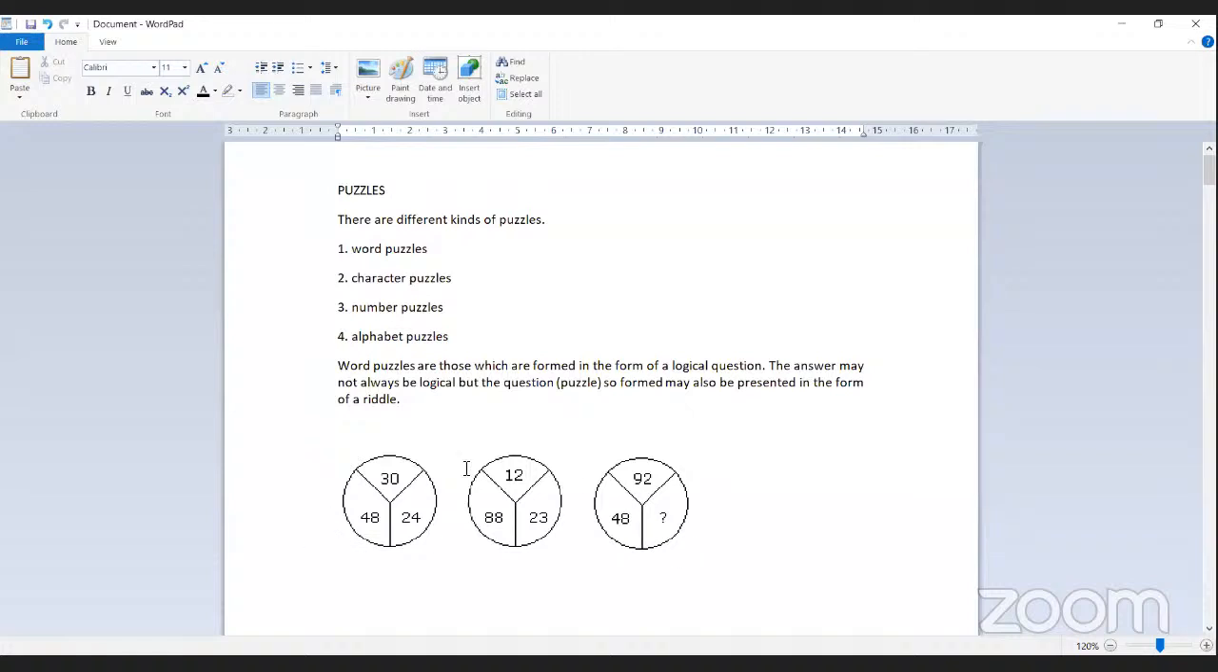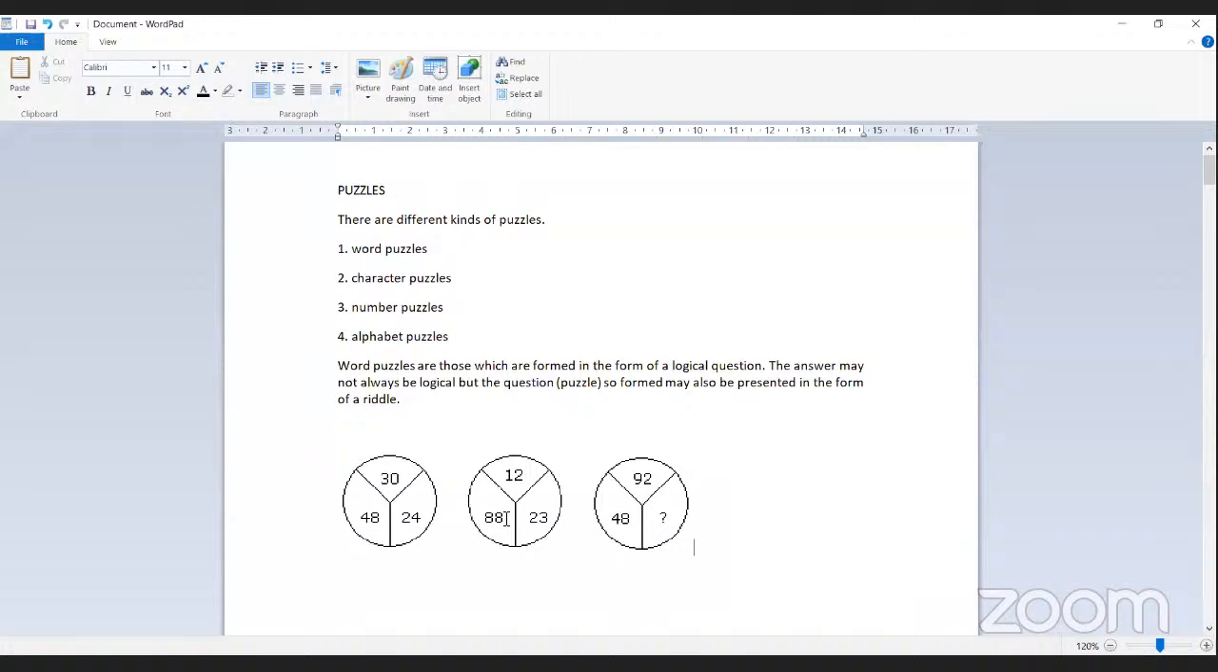So this is a form of puzzle. There are three circles. There are three numbers in each. One is the question mark, which you have to find, obviously. You have to find the connection between these three, and the connection so formed should have the same pattern. For example, suppose 30 plus 24 by 2 will give you this number. Here also 12 plus 23 by 2 should give you this number. Understanding what I'm saying?